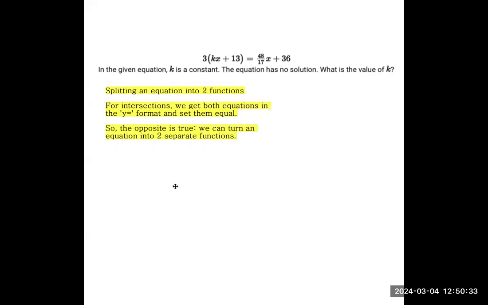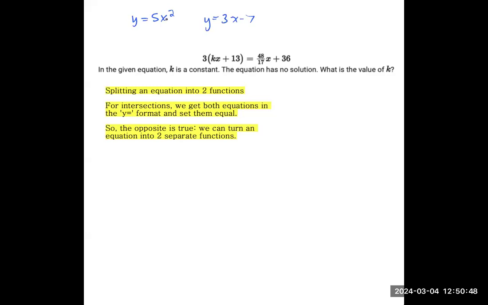This is one of the stranger questions on the digital SAT and also played the same role on the previous SAT. It's the idea of splitting an equation into two functions. So a little background on this question. If you get an intersection, the thing you're supposed to do is get both equations in the y equals format and set them equal. For instance, if I had y equals 5x squared and y equals 3x minus 7.